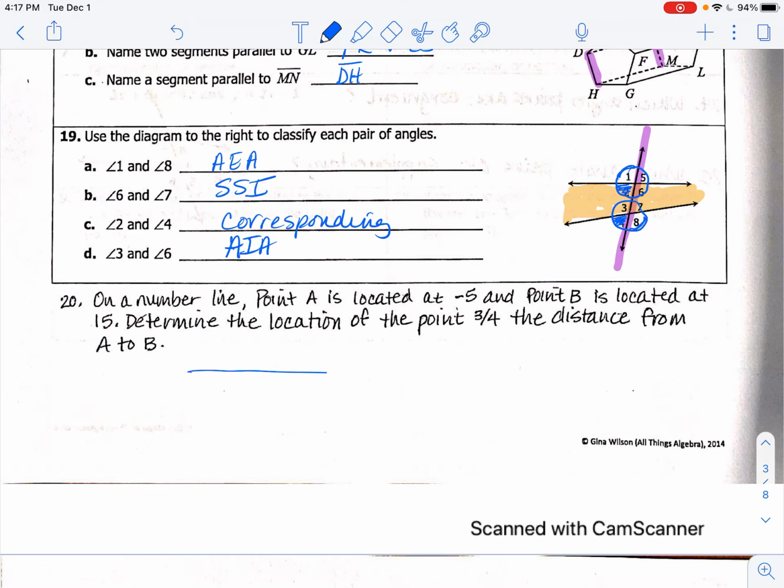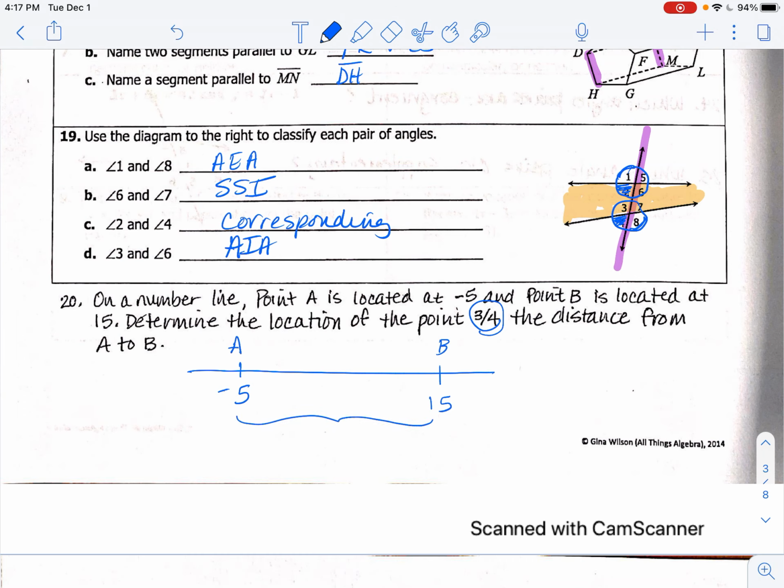All right, number 20, on a number line, point A is located at -5. Okay, so this is different. Here's my number line. Point A is at -5. And point B is located at 15. Determine the location of a point 3/4 the distance from A to B.